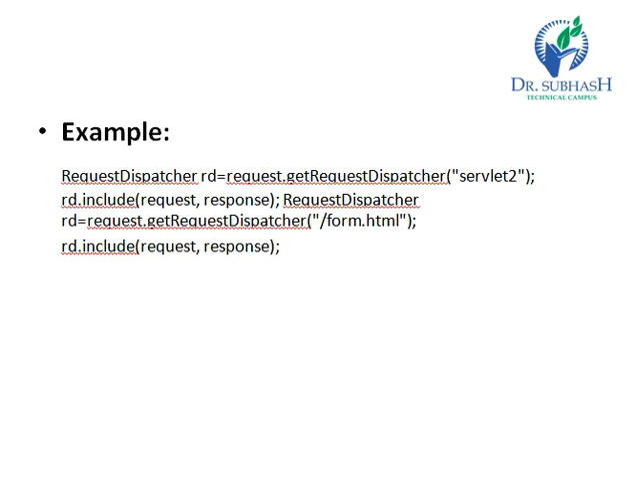Here is the example of the include method. First of all, we create a request dispatcher object RD. Using getRequestDispatcher, we fetch another resource. Here it is Servlet 2, and we use the include method. So we just write rd.include and pass two parameters, request and response. In the second example, we call the form.html page using getRequestDispatcher and its execution is added into our current page using the rd.include method.